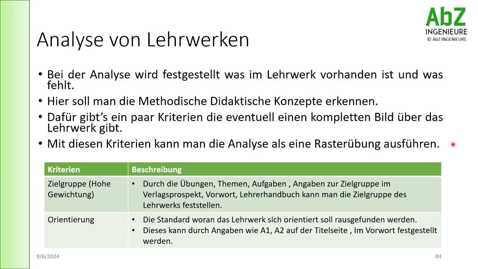Let's look at all the criteria one by one. So first is Zielgruppe. This is important. Hohe Gewichtung. So you will take a look at the exercise, the topics and the Aufgaben which you have, and you can find this in the book cover on the book's website. In the foreword of the book it says to whom this book is for and all those things, and you can also look at Lehrer Handbook, and then you can find out for which target audience is this book formed.